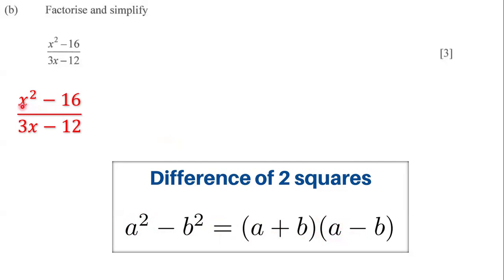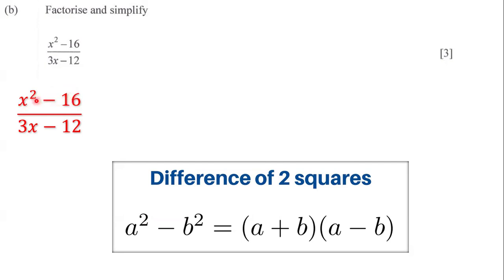And so here we have two squares. This is x squared, this is a square, this is x squared, okay? And then we have 16, and 16 is a square number because 4 squared is 16, okay? So we have x squared and we have 16, which is a square number.